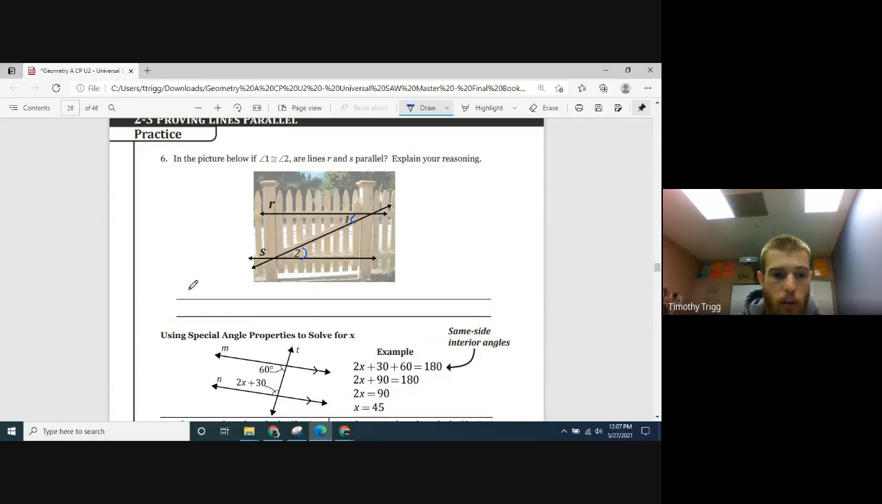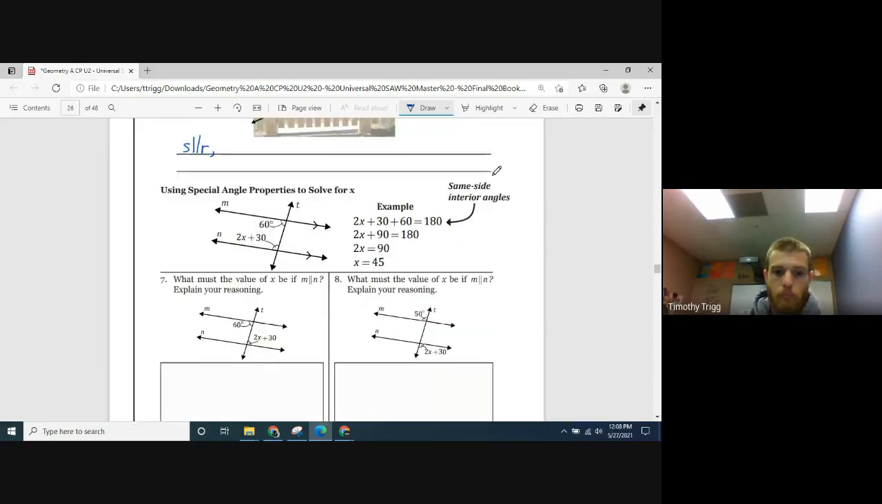Okay, so yes, S is parallel to R. Why? Well, whenever we're showing lines are parallel, it's got to be because of the converse of something, right? So S is parallel to R because of the converse of, in this example, alternate interior angles. Remember, whenever you're showing lines are parallel, you're going to be using the converse of something. And the relationship in this case is they are alternate interior angles. Okay.